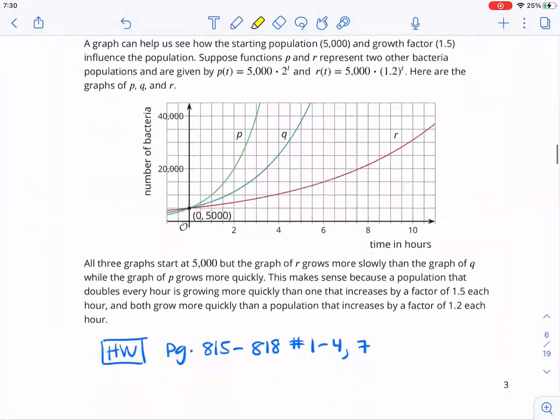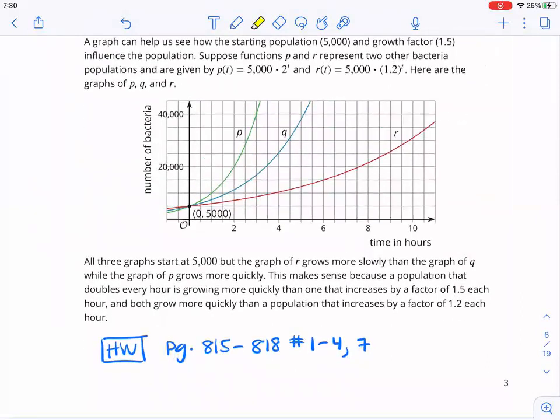But then also when looking at the graph, let's look at this paragraph. It says all three graphs start at 5,000, but the graph of R grows more slowly than the graph of Q, while the graph P grows more quickly. So this makes sense because the population that doubles every hour is growing more quickly than one that increases by a factor of 1.5 each hour, and both grow more quickly than a population that increases by a factor of 1.2. Okay. So big takeaway is to know what A and B in the exponential equation represent.